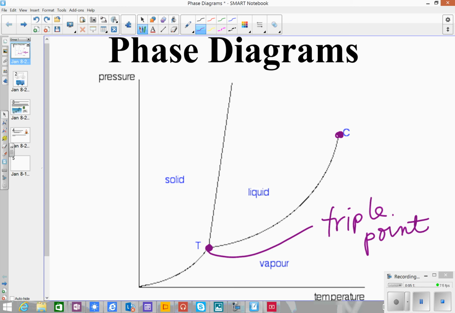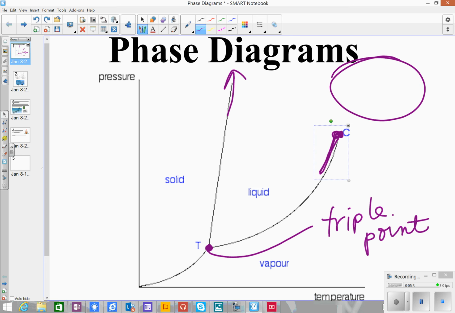The other point I want you to see is this point right here. This is called the critical point. Now, the critical point is a point where you have so much energy in your gas. Your particles of gas are moving so much that once you get past that temperature and pressure, you can no longer liquefy your gas. So you'll notice this leg of this graph right here ends right there. This one goes on indefinitely, but this one ends there.